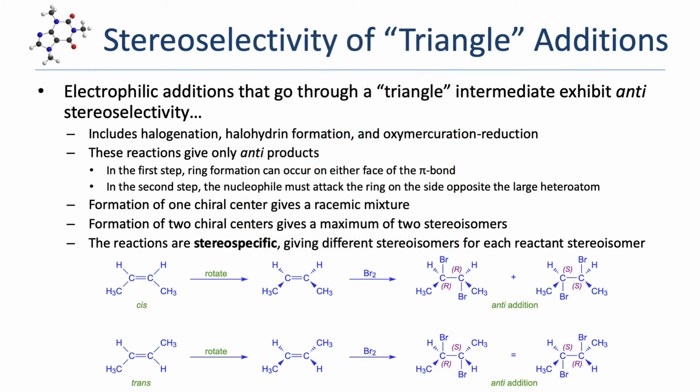There's also a molecular orbital explanation for this behavior. As the nucleophile approaches the halonium ion, it overlaps with an antibonding molecular orbital oriented exactly opposite the halogen atom. Either way, the result is that the two groups are placed on opposite faces of the original alkene, resulting in an anti-addition. Again, this stereoselectivity is really only relevant when new chiral centers are formed. If one chiral center is formed, the result will be a racemic mixture of the two possible product enantiomers. It's only when two new chiral centers are formed that the anti-stereoselectivity is apparent.